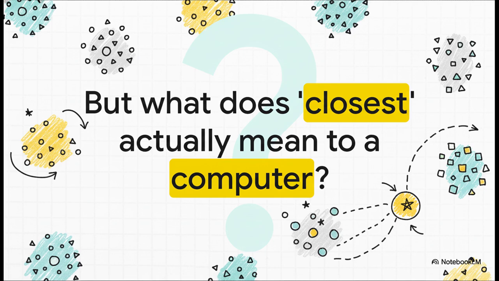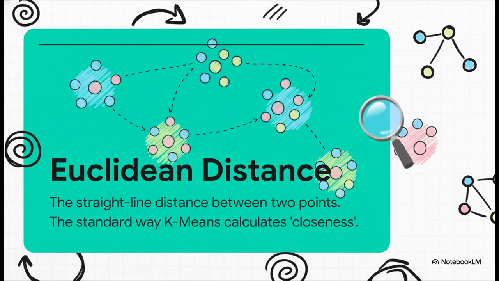But hang on a second. That second step is everything, right? Assigning points to the closest centroid. But what does closest even mean to a computer that just thinks in ones and zeros? It's an abstract idea. Well, the answer for any kind of numerical data is something you probably remember from high school math class, Euclidean distance. It's literally just the straight line distance between 2 points, A to B.